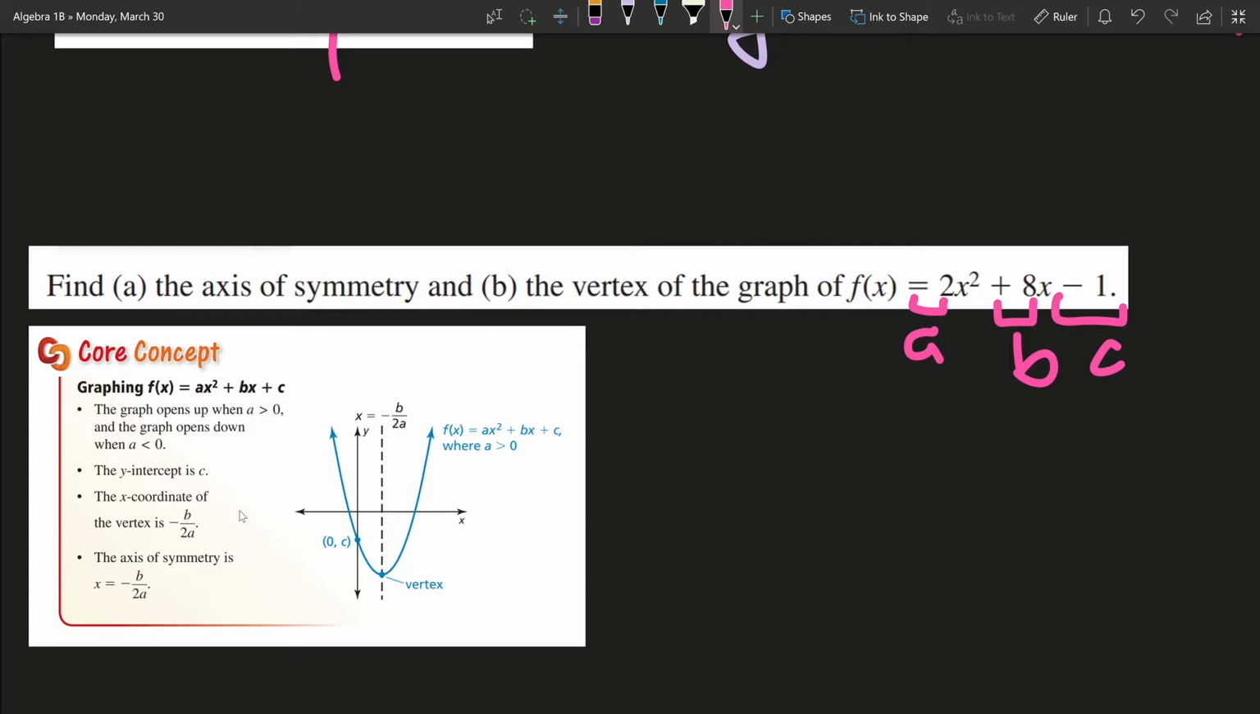Before we can figure out what the vertex is, we want to figure out what the axis of symmetry is. That's the first thing we need to figure out. Once we know the axis of symmetry, we can use that information about what x is equal to in order to figure out our vertex, because the axis of symmetry will tell us what x is equal to. So let's start with the axis of symmetry.